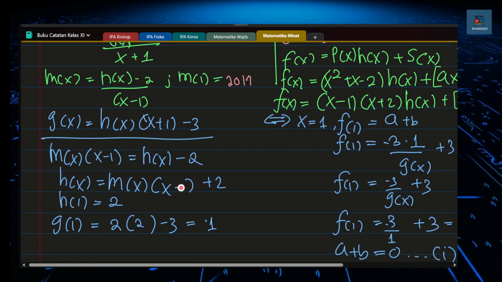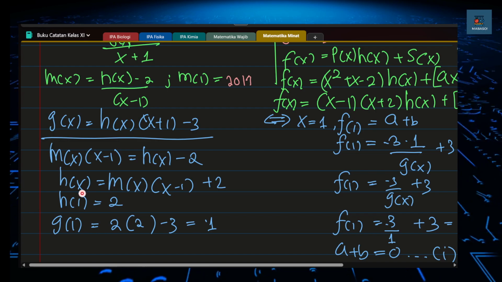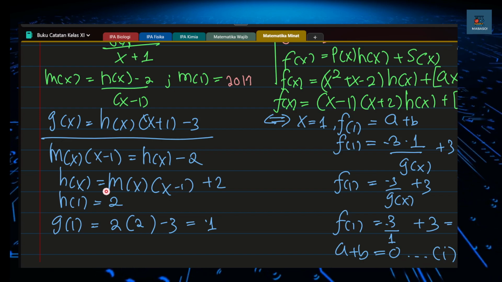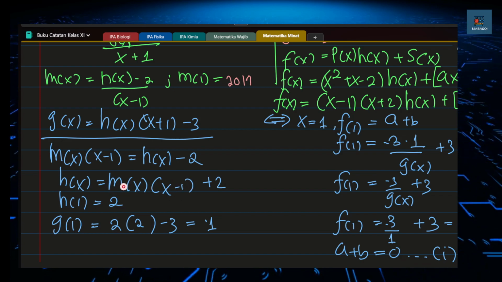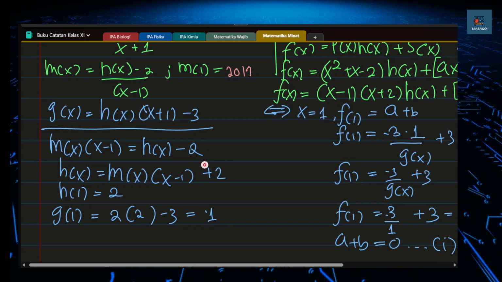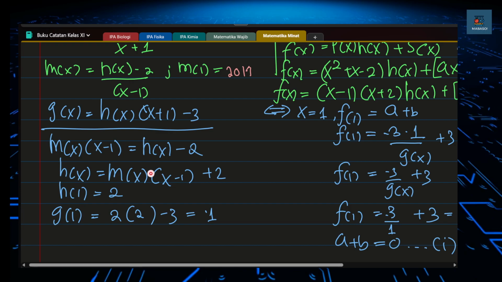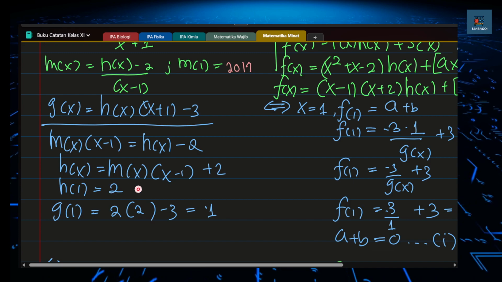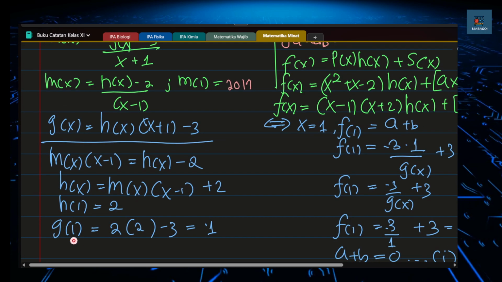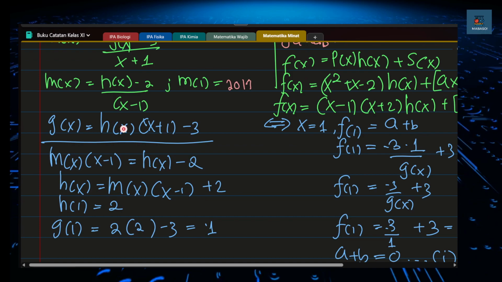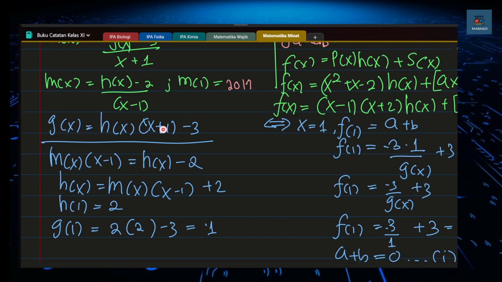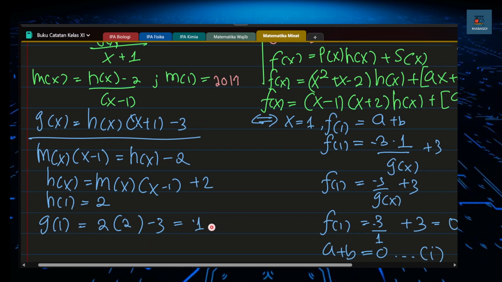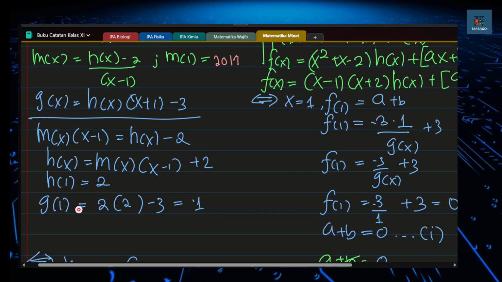And if we want the value of h of 1, that means we have to change x equal to 1, and then this term would be cancelled. This term would be equal to 0, and then 2 is left in the equation. So h of 1 is equal to 2. Therefore, we could get g of 1. g of 1 is h of 1, which is 2, times 1 plus 1, it's 2, then subtract 3, minus 3, which would leave us with 1. So we know that g of 1 is 1.